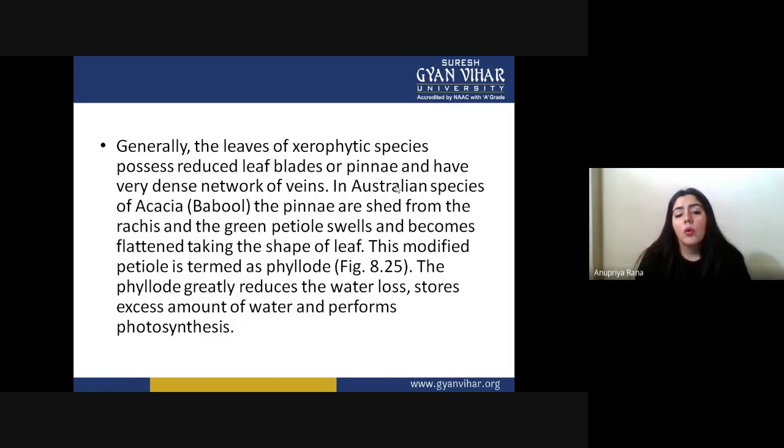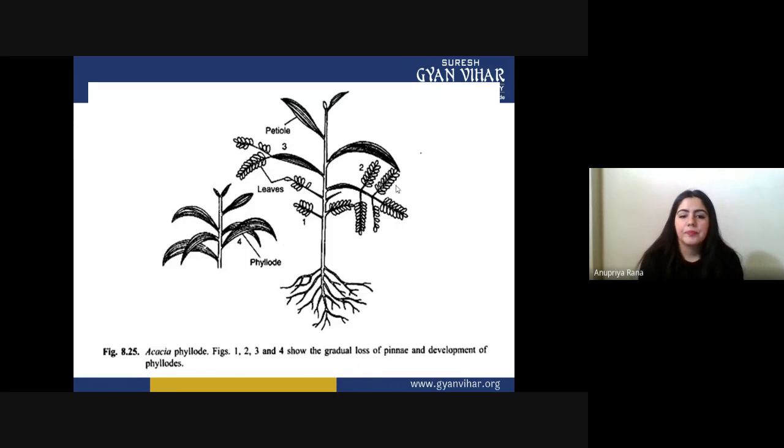The whole major point of what the xerophyte plant is doing inside is to reduce water loss or store water, and third, to do the great work of photosynthesis. You can see these are their petioles.